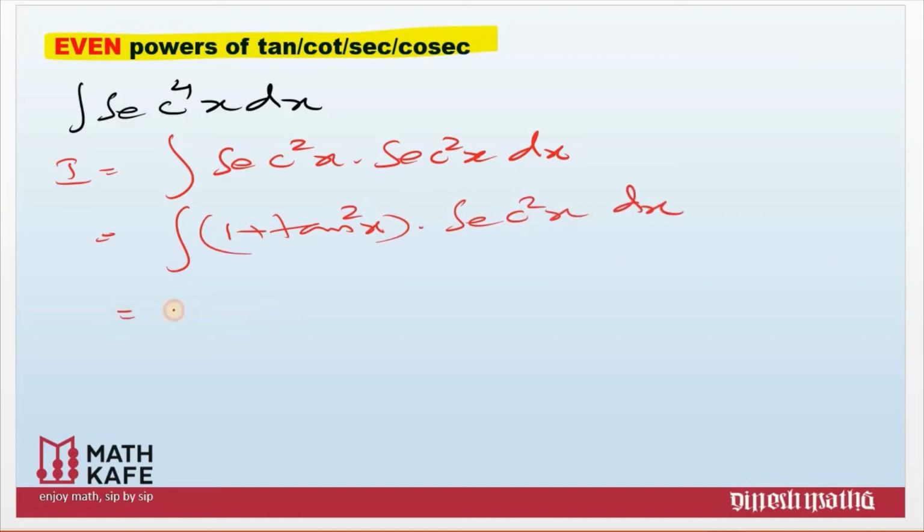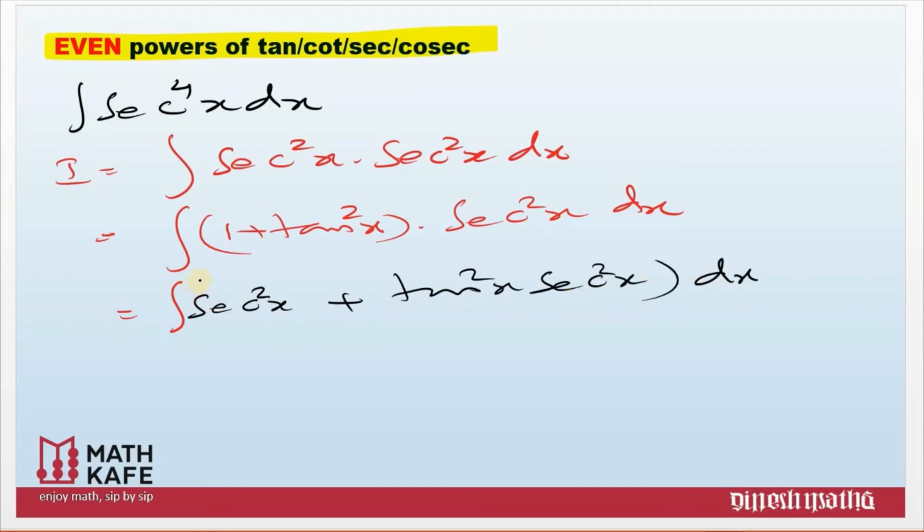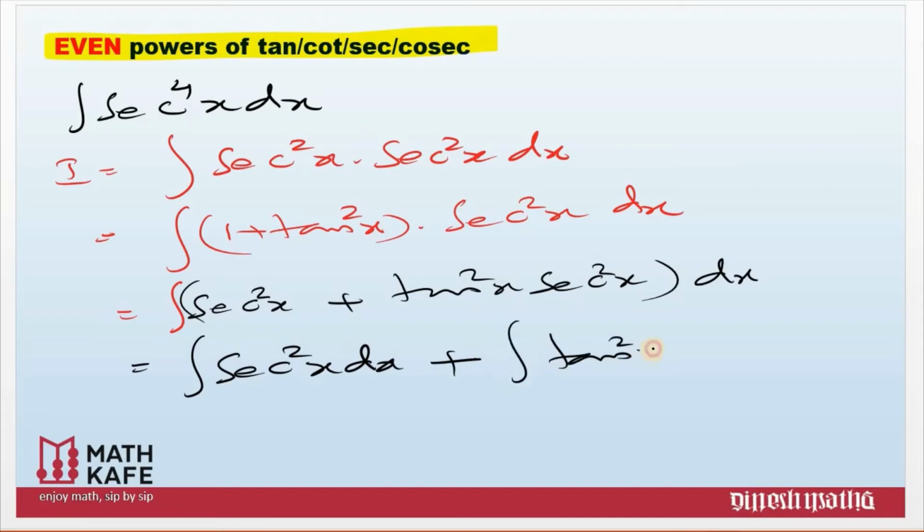We are trying to make it as sum or difference of terms. That's basically our idea. Now open the bracket. 1 into sec square x is sec square x, then plus tan square x sec square x dx. Now we have made it into two terms and see whether these terms can be integrated or not. Obviously sec square x you can easily integrate, so make it a separate integral, and here tan square x into sec square x dx as another integral. This we can directly integrate.